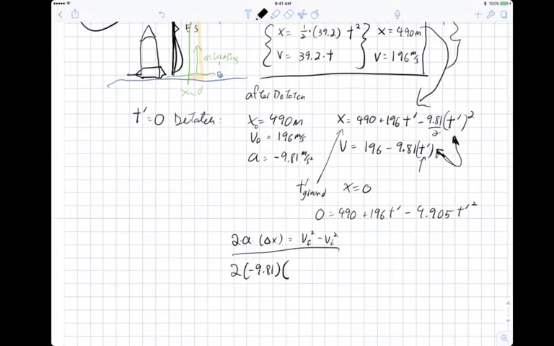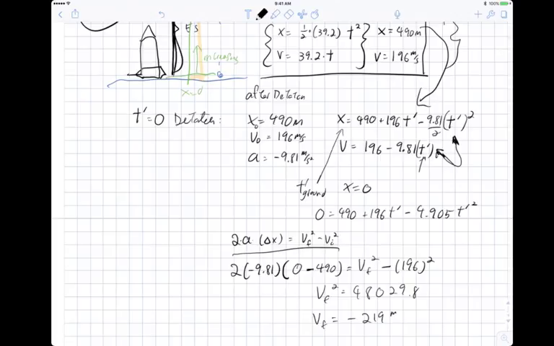My initial position is 490, and my final position is 0. V final is what I want to know, and the initial velocity is 196 squared. So I'm going to solve this. 490 times 9.81 times 2 plus 196 all squared. So that's this raucous beast. And square root answer. So the final velocity is going to be 219 meters per second.